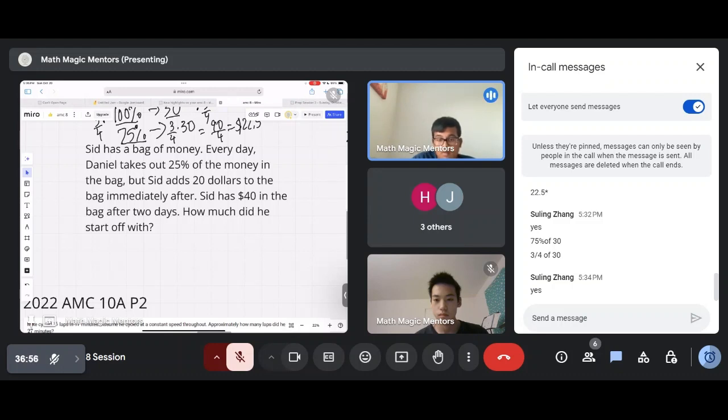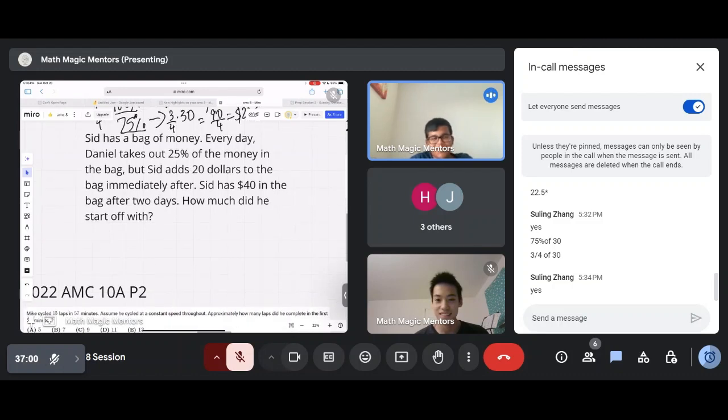I don't know where Sid gets the $20, but hey, it's part of the problem. So every day Daniel takes out 25% of the money. So how can we start this problem? What are the initial steps that we need to take to solve this problem? Does anyone have any ideas?